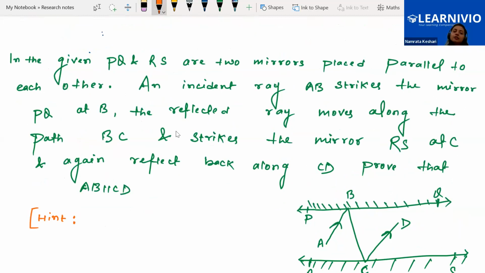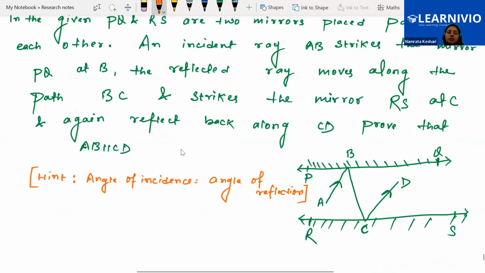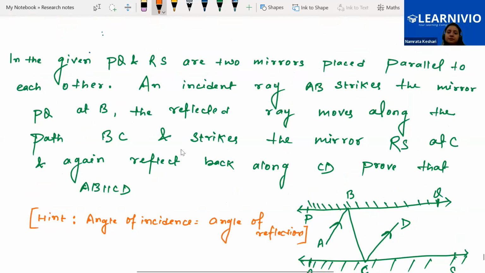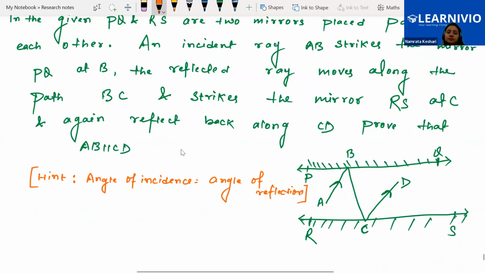Hint is angle of incidence is equal to angle of reflection. Okay, this concept came from physics. We will be using it over here. First, read it very carefully and let me know whether you are getting it or not. Excuse me, ma'am, can we draw PQ and RS vertically also? Yeah, we can draw.